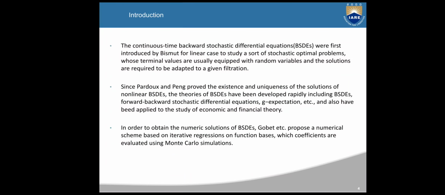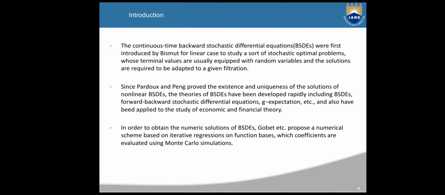The continuous time backward stochastic differential equations, BSDEs, were first introduced by Bismut for the linear case to study a sort of stochastic optimal problems whose terminal values are usually equipped with random variables and the solutions are required to be adapted to a given filtration. Since Pardoux and Peng proved the existence and uniqueness of the solutions of nonlinear BSDEs, the theories of BSDEs have been developed rapidly, including forward-backward stochastic differential equations, G-expectation, etc., and have also been applied to the study of economic and financial theory.